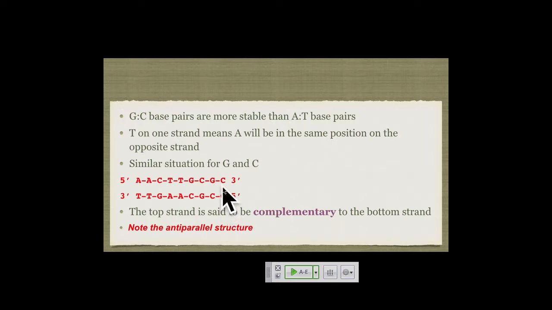Now, by convention, here I've designated the 5' end and the 3' end. By convention, if that's not marked, if that was just AAC, TTG, CGC, then you can assume that's the 5' end on the left, and it goes 5' to 3' as we draw the molecule.